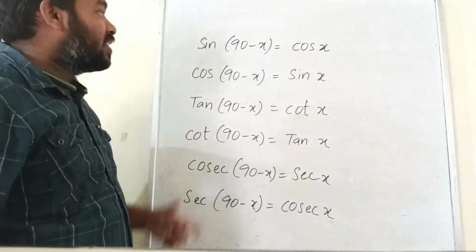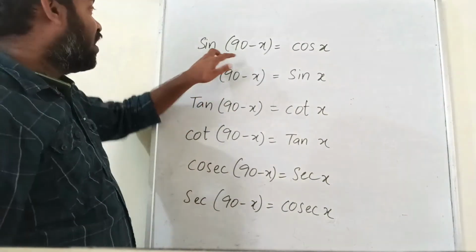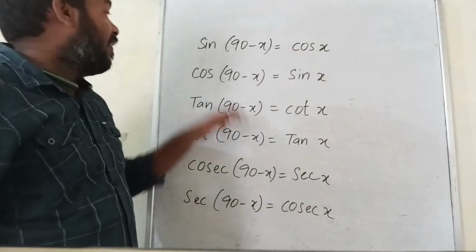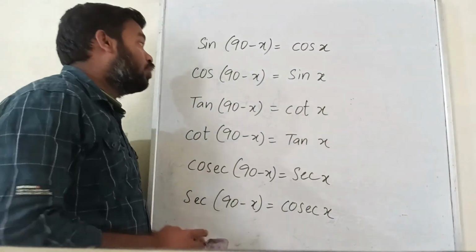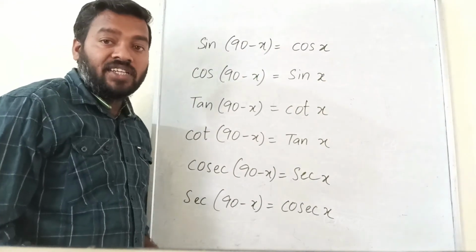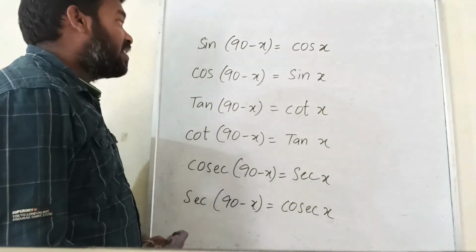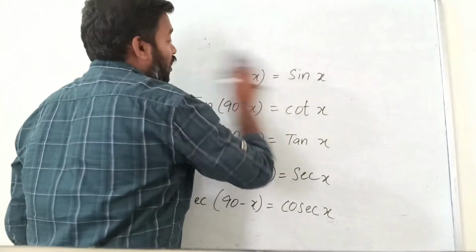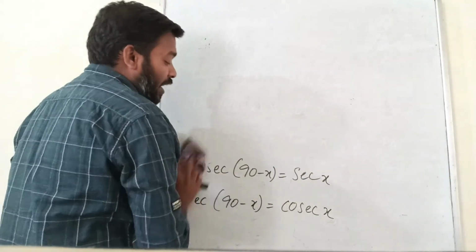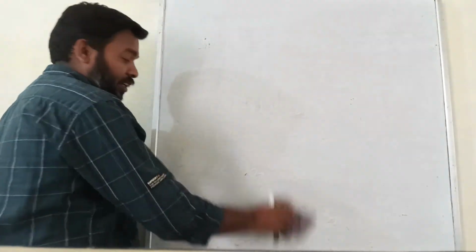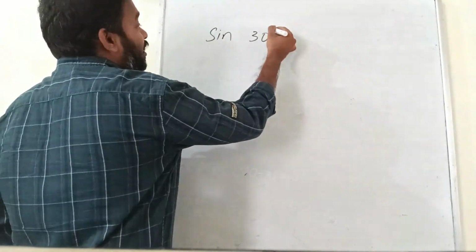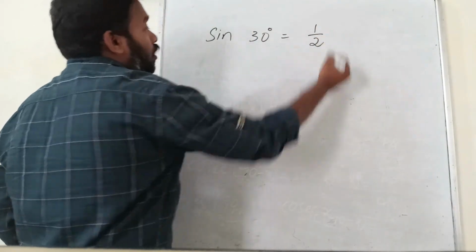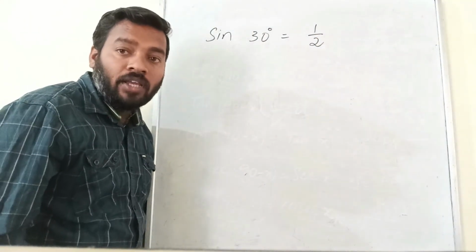From this we can see, let us take one example now, sin 90 minus x and cos x. We know the values of trigonometric ratios for some specific angles: 0, 30, 45, 60 and 90. Let us take some angle, say sin 30. What is sin 30? That is 1 by 2. Sin 30 is 1 by 2.